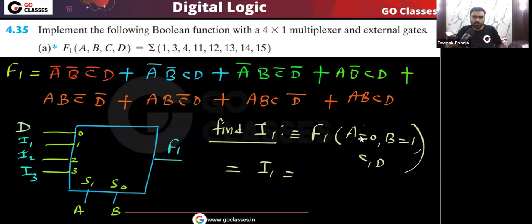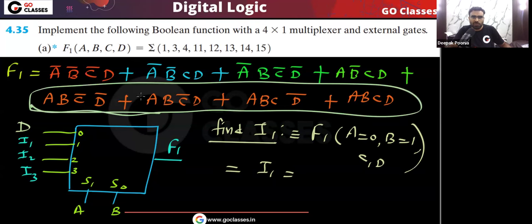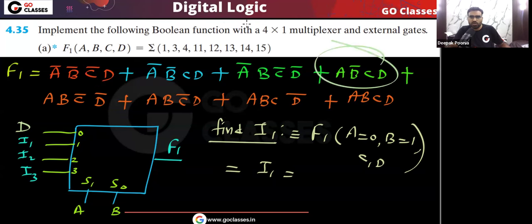So what will be I1? Just put A=0, B=1. If I put A=0, these will become 0. Okay, all of them will become 0. And this also will become 0 if I put A equal to 0. If I put B equal to 1, then this will become 0, this will become 0. Okay, so finally only this will remain. When I put A=0, B=1, then what will be the output? The output will be C bar D bar. Okay, yes or no? So remember, I1 is equal to C bar D bar.